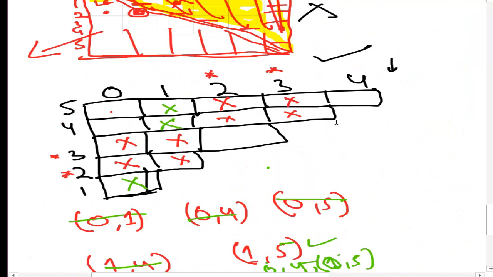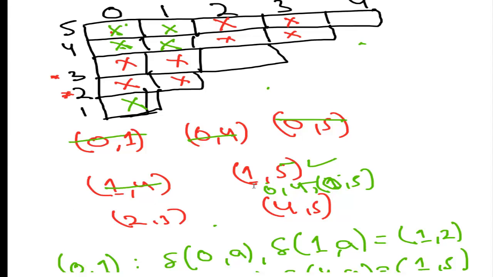So this will be our stuff now. So we are done with all now. 1 5. Now the same thing is to be done with 2 3 and 4 5. So we are trying to do the same with the 2 3 state.